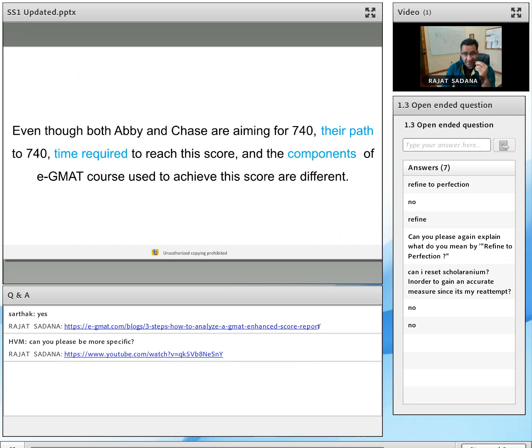Okay, and the thing which is there is, even though both of these guys are aiming for that 740 score, their path to that 740, the time required to achieve that score, the various components, where they're studying from, what they're focusing on, they're very, very different. And that's why you need that personalized study plan to get to that score.